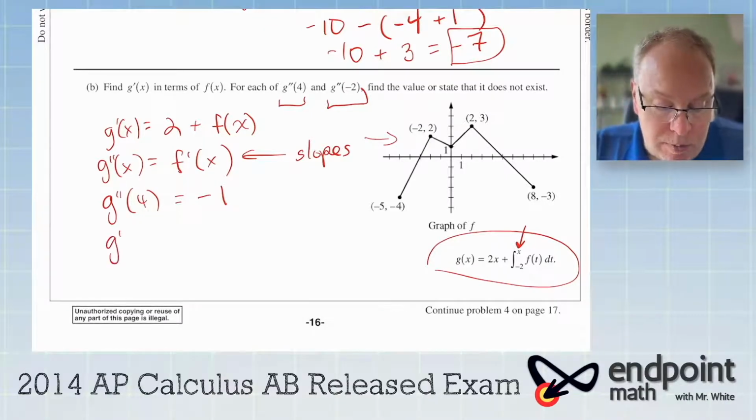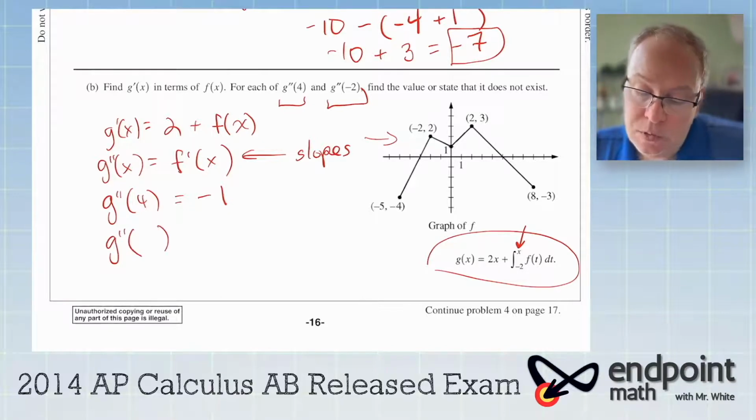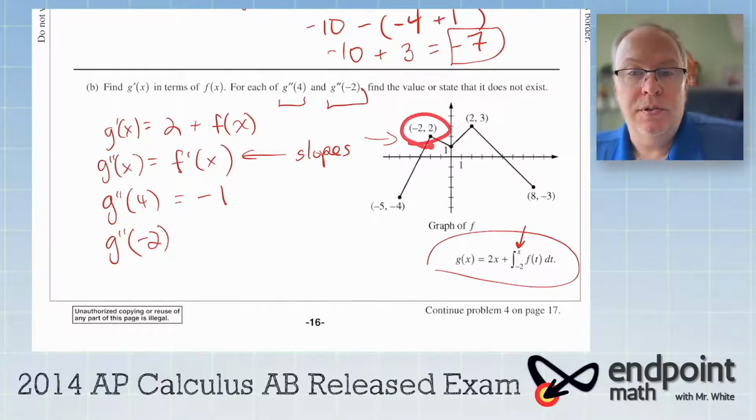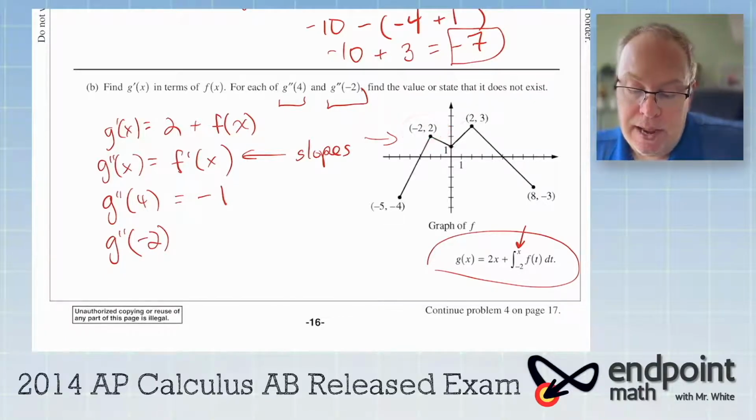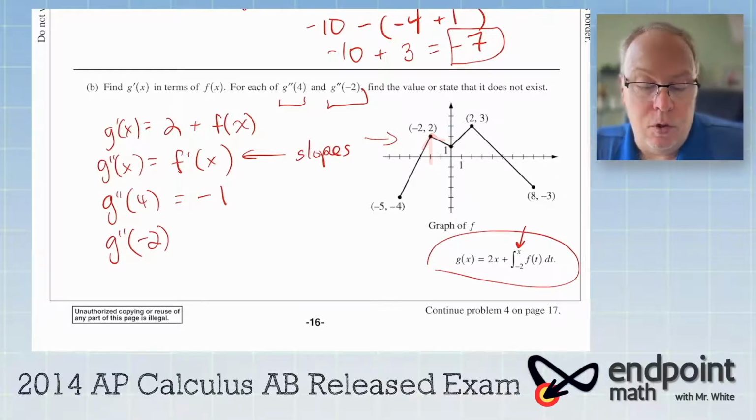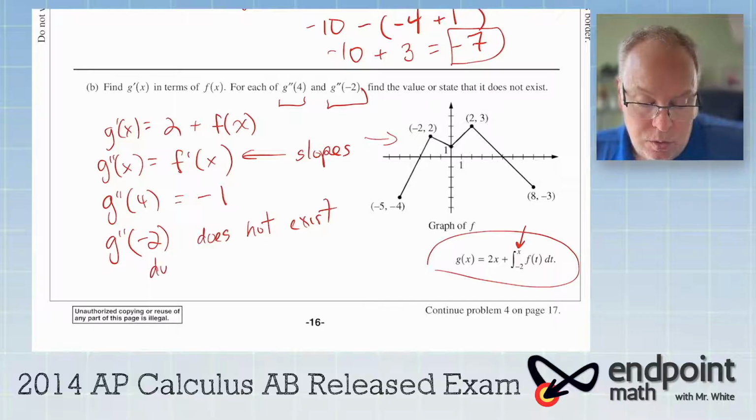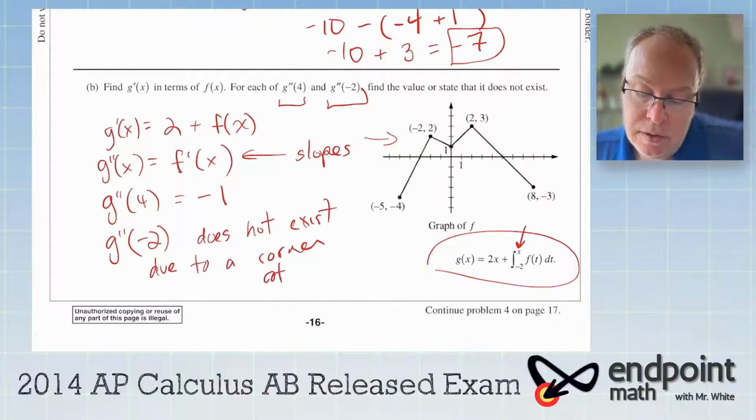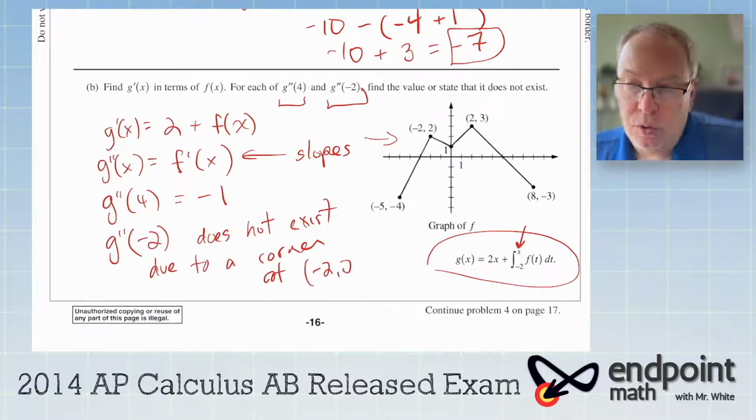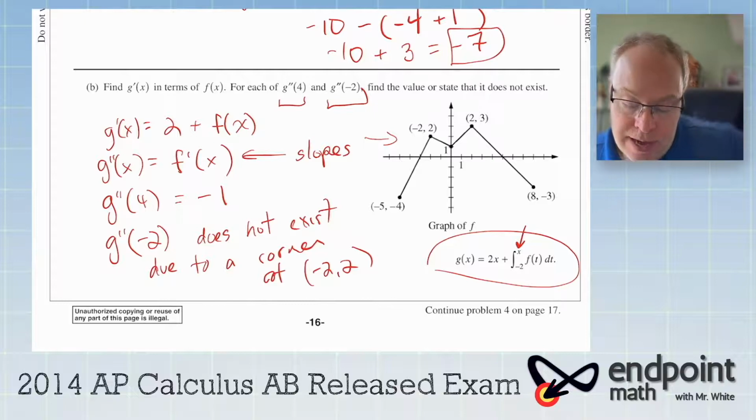Now what about g double prime at negative 2? This one's easy. Well, what's going on there? Remember we noticed that it had some corners in it? At negative 2, there is no slope, so it does not exist. The derivative does not exist due to a corner at negative 2, 2. You know, I don't know that you necessarily have to give the whole corner information, but hey, why not?